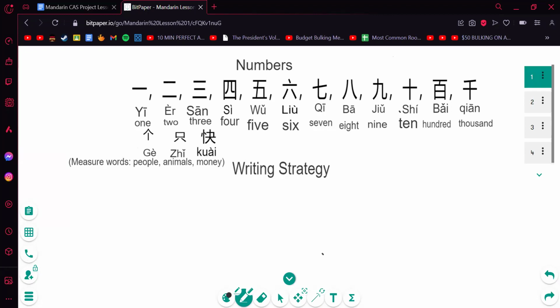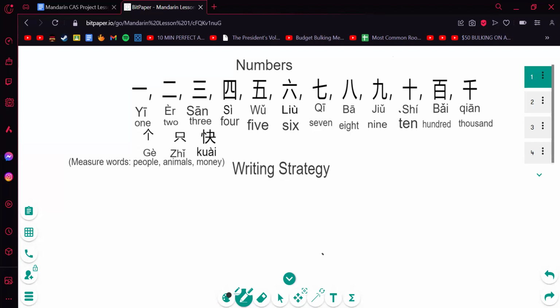Today we'll be going over everything you need to know for numbers. Alright, so first let's start with the definitions. Yi is 1, Er is 2, San is 3, Si is 4, Wu is 5, Liu is 6, Qi 7, Ba 8, Jiu 9, Shi 10, bai hundred, wan 10,000. Ge and zhi and kuai are all measure words. So I'll talk more about what that means in sentence application.